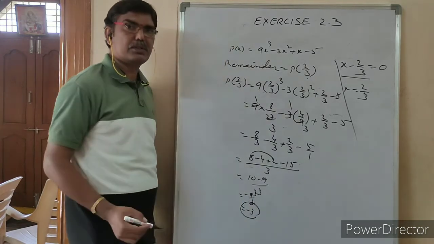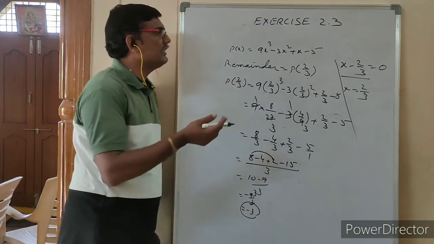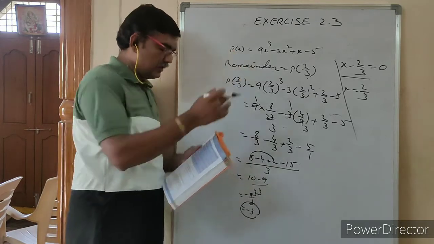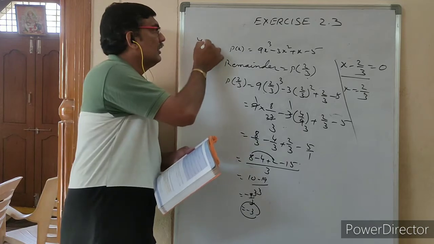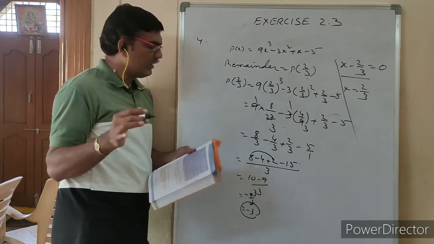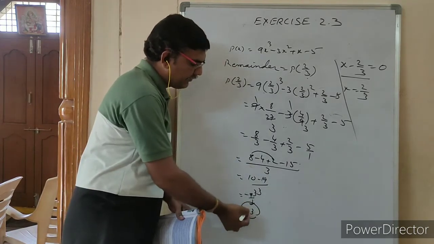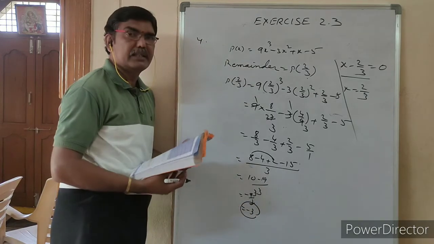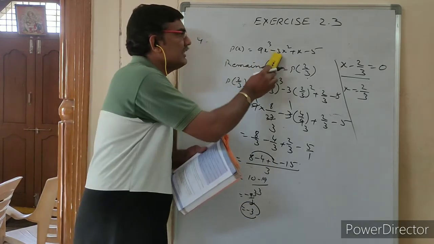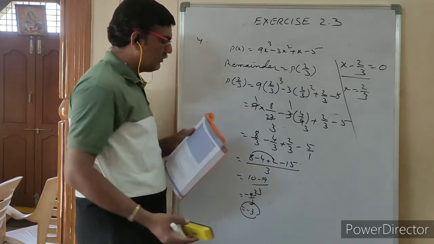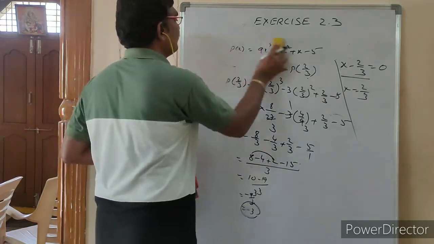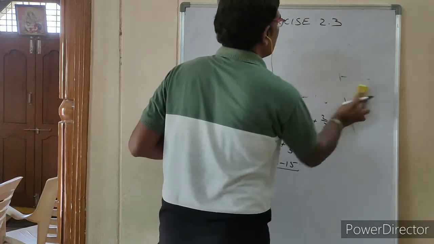Minus 3 is not equal to 0, right? Therefore, what you can say is, this fourth question, whether it divides or not, he is not asking. What is the remainder he asked? Remainder, how much you got here? Minus 3. So when you divide this with x minus 2/3, you will get remainder as minus 3. Okay.